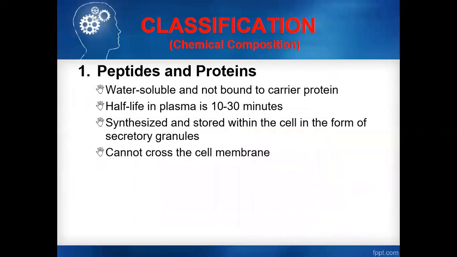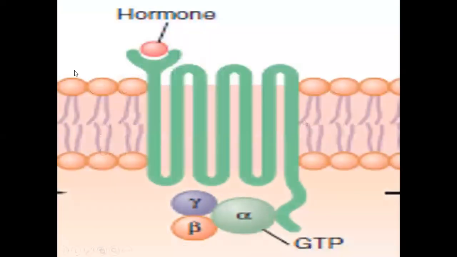Now, peptides and proteins being water soluble cannot cross the cell membrane. So you might ask, if they can't cross the cell membrane, how do they produce the physiological effect that I have been talking about? So when the hormone is released from a particular gland or cell producing it, peptide and protein hormones, being water soluble, could not cross the phospholipid layer of the cell membrane.